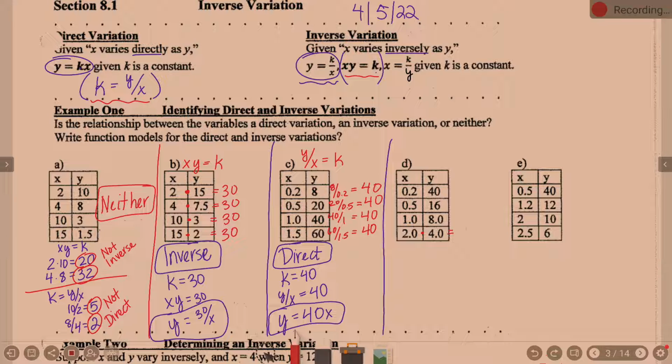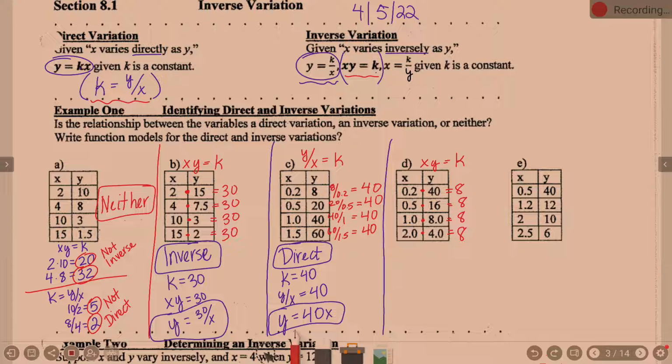2.0 times 4.0 is 8. 2 times 4 is 8. 1 times 8 is, oh, I start at the bottom. I see what you're saying. Sorry. I started with the easy mental math. 2 times 4 is 8. 1 times 8 is 8. 0.5 times 16. What's half of 16? That is 8. This is the one that you have to think a little harder for. 0.2 times 40 is also 8.